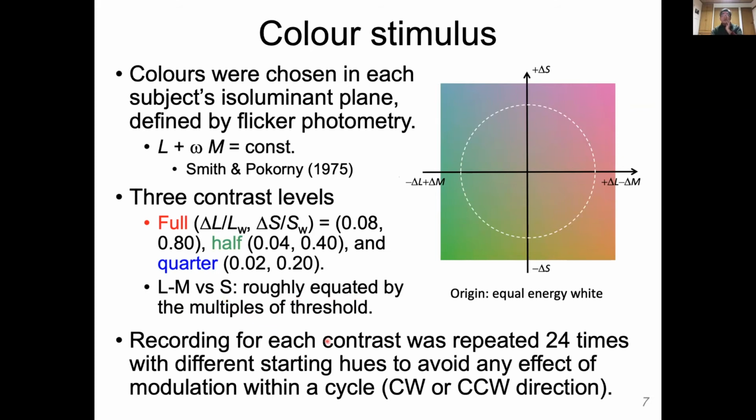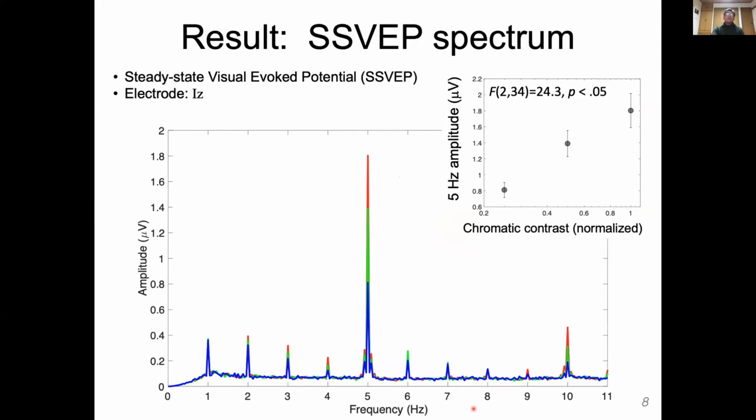And the recording for each contrast was repeated 24 times by changing the starting point randomly across this circle, so that any kind of artifact by the modulation within the cycle will not affect the result. And also we tried clockwise and counterclockwise direction color changes to confirm that there is no hysteresis effect in the result. And here is the spectrum of SSVEP.